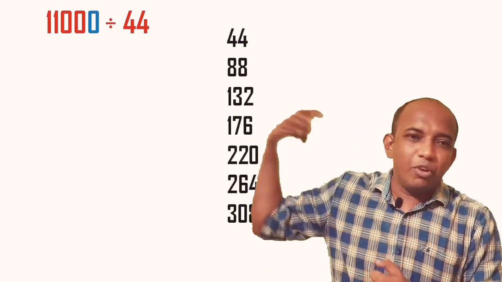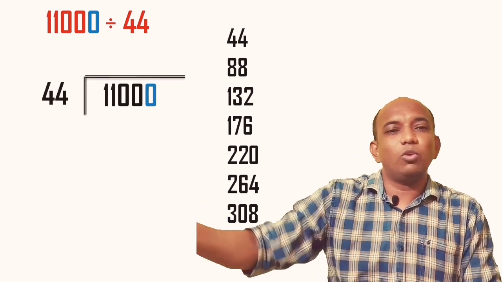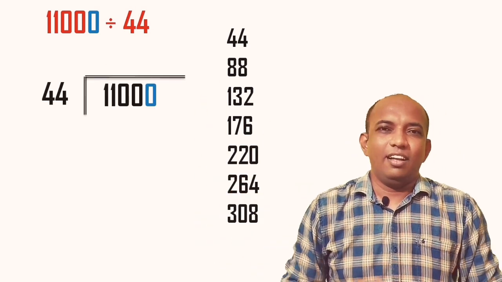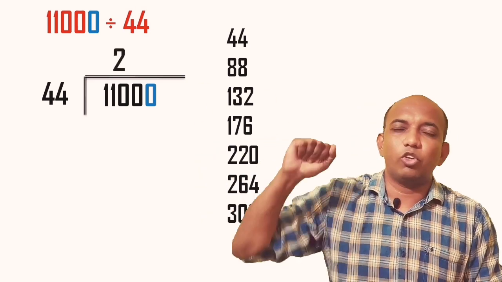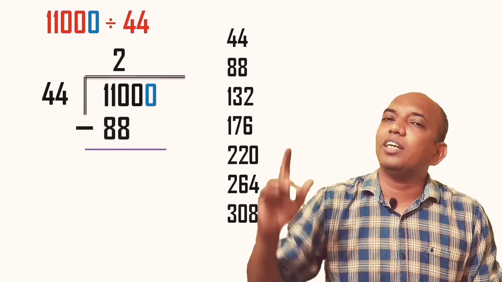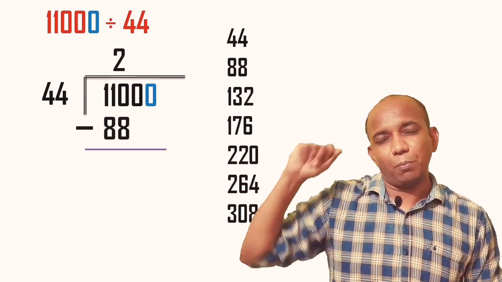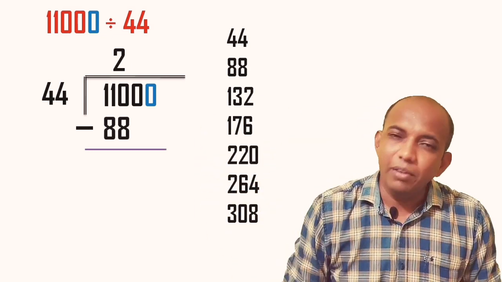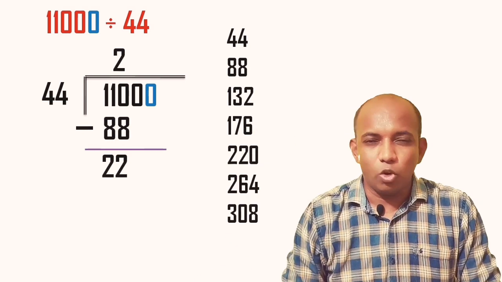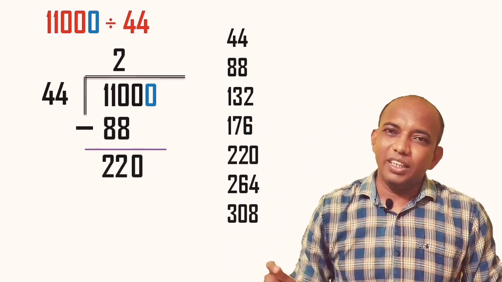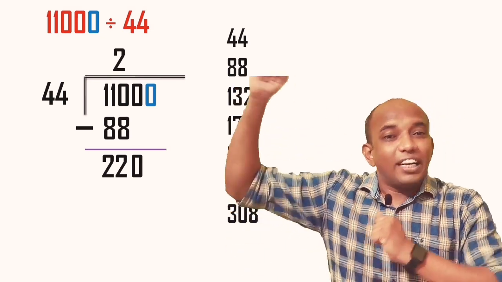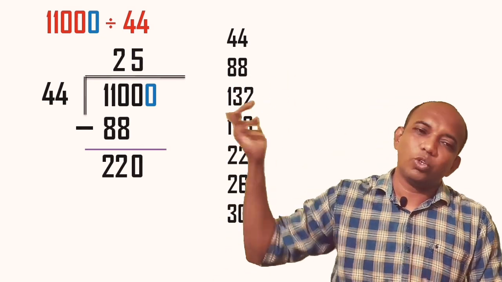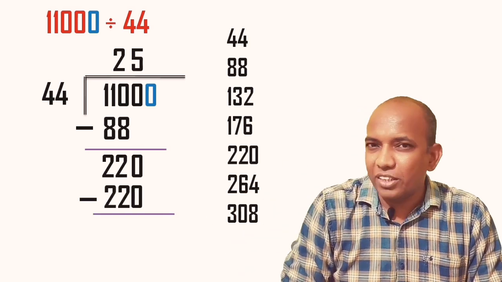Here is the table of 44 on the screen. 44 will be written outside and 11,000 will be inside. If you observe the table, we are going to utilize 2s first of all, that is 44 2s are 88. So 2 in the quotient, 88 in the subtraction, and after subtraction we get the answer 22, right? The next 0 will be taken down. Okay, what we get? 220. Yes, 220 is there in the 44's table. It is 44 5s are 220. Okay, so write the quotient, 220 in the subtraction part.